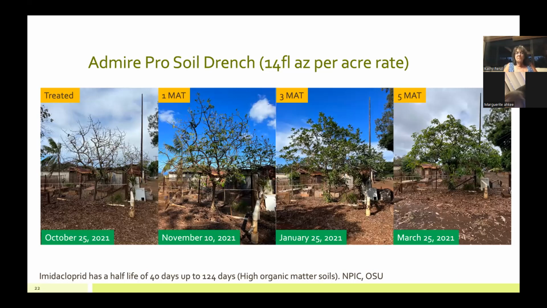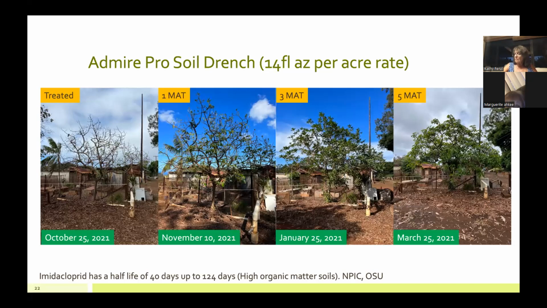The Admire Pro has a longer half-life, I guess, in the soil versus on the leaf surface. So by injecting the imidacloprid into the soil, you can have extended control for a longer period of time. I've seen it on this one tree out to about 5 months. At this point, you'll start to see infestation moving into the leaf.